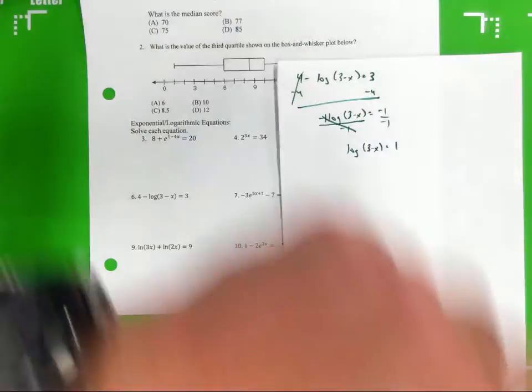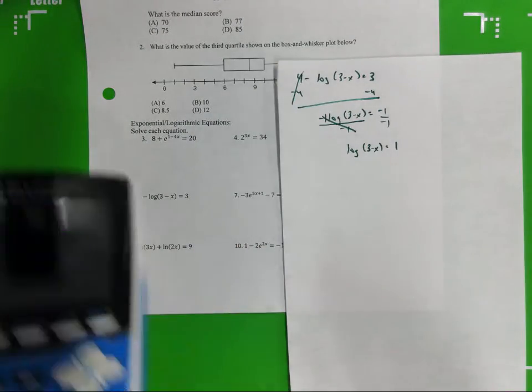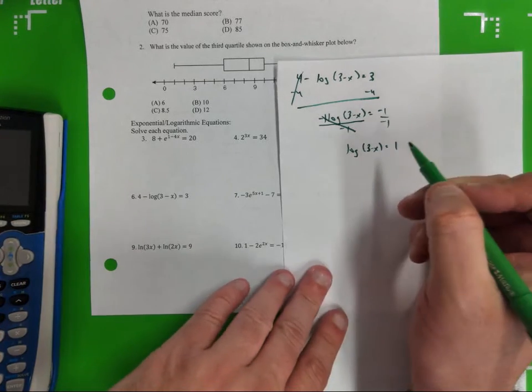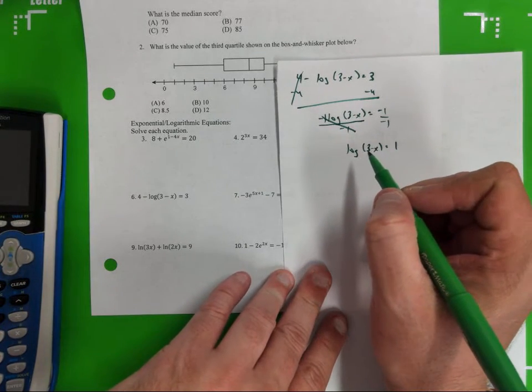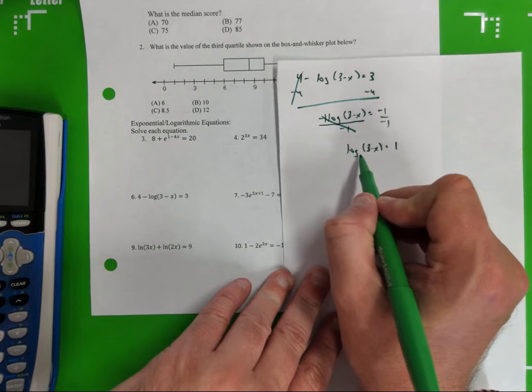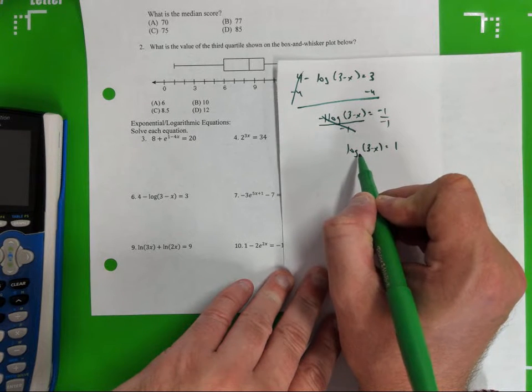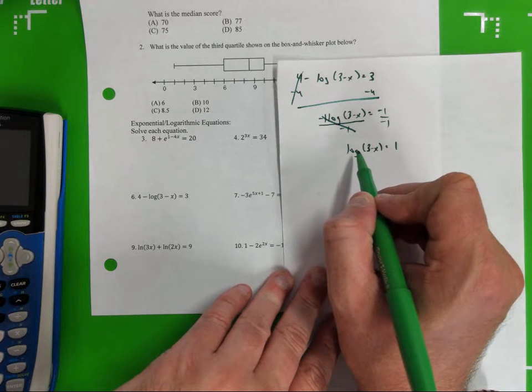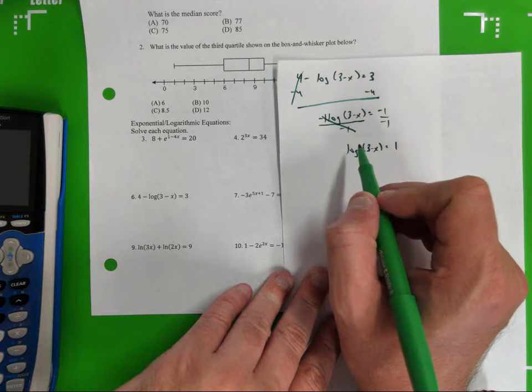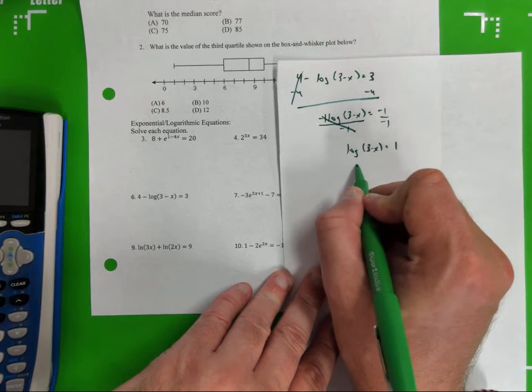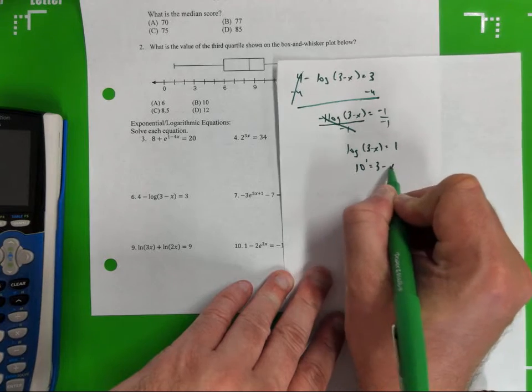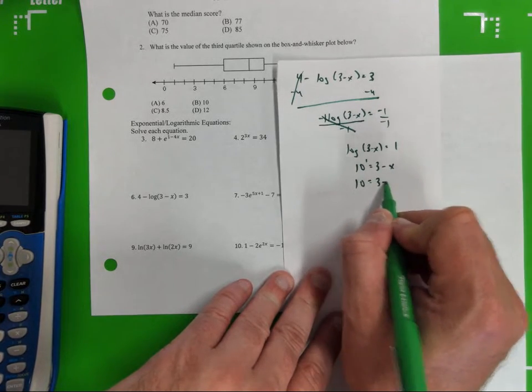Now, Kendall, what am I ready for now? What form, guys? Exponential. Very good. It's an understood base of 10. What are logs called that have an understood base of 10? Common logs. Common. So 10 to the first equals 3 minus x. That gives me 10 equals 3 minus x.